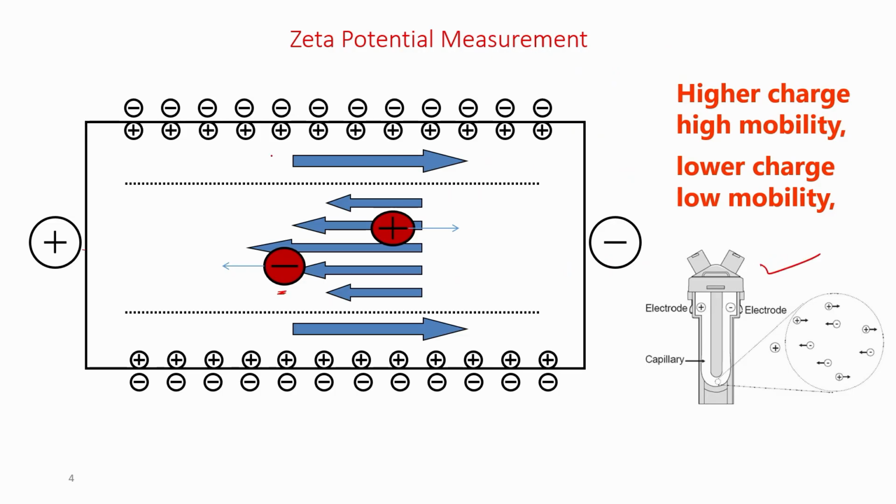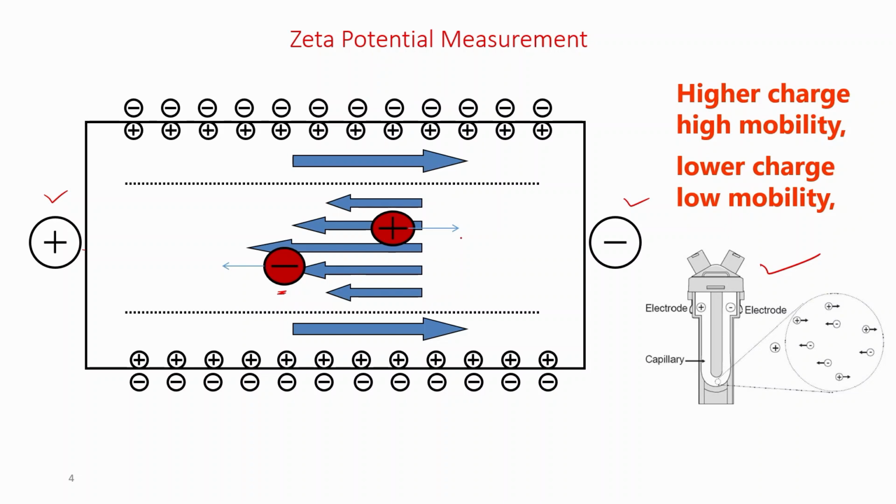Now let us see the basic principle of zeta potential measurement. To determine the zeta potential of colloidal particles in a solution, we place the solution or liquid in a cell as shown on the slide. This is a special cell where we have a positive electrode and a negative electrode. As the particles are charged, they will move towards the opposite electrode. Positively charged ions will move toward the negative electrode, while negatively charged ions will move toward the positive electrode, and their velocity will depend on the charge on the particles.